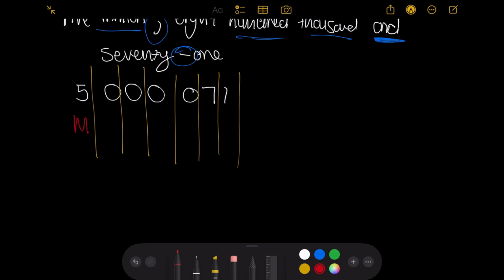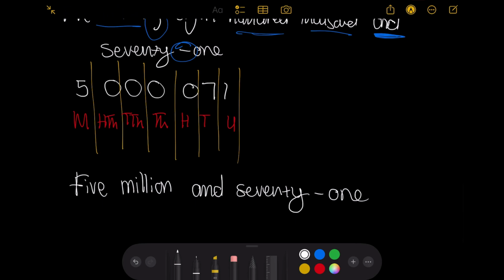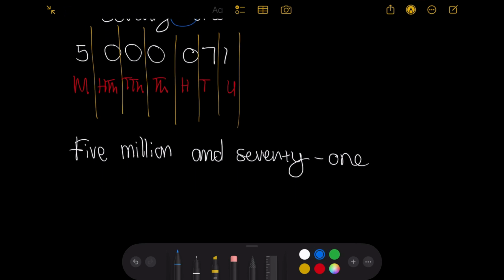This is part of millions, this is part of hundreds of thousands, this is tens of thousands, this is thousands, this is hundreds, this is tens, and that's units. Then if I have to express this, I express this as 5 million and 71, right? Why are we phrasing it like this?